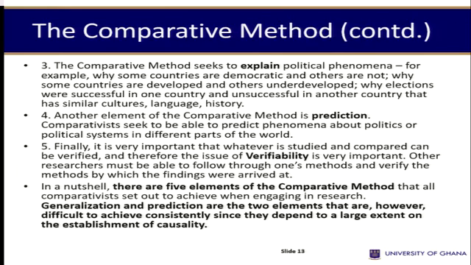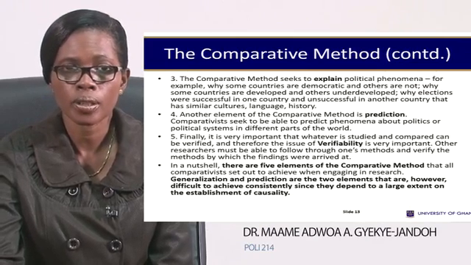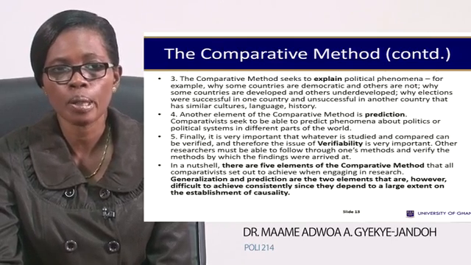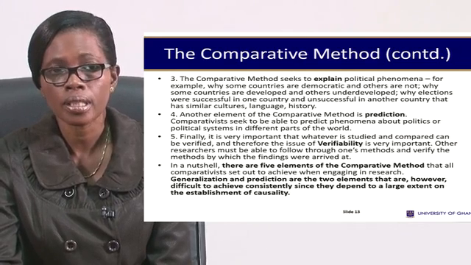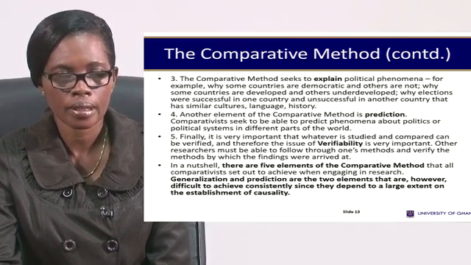Other researchers must be able to follow through one's methods and verify the methods by which the findings were arrived at. In a nutshell, there are 5 elements of the comparative method that all comparativists set out to achieve when engaging in research. Generalization and prediction are the 2 elements, however, that are difficult to achieve consistently, since they depend to a large extent on the establishment of causality.